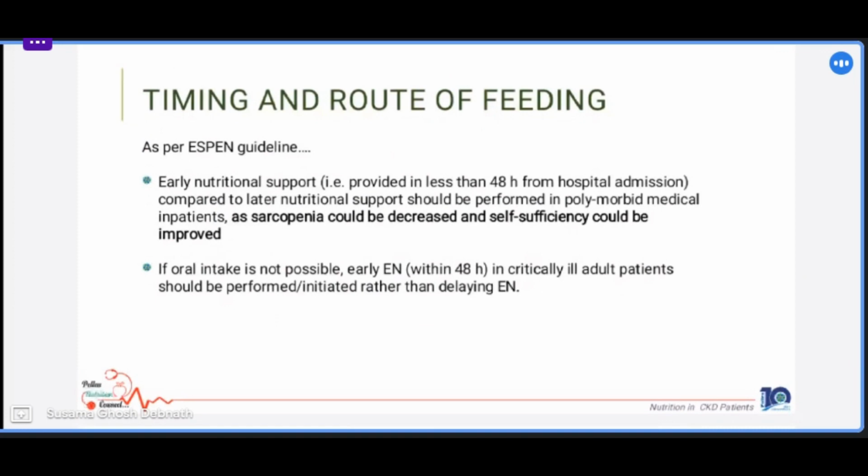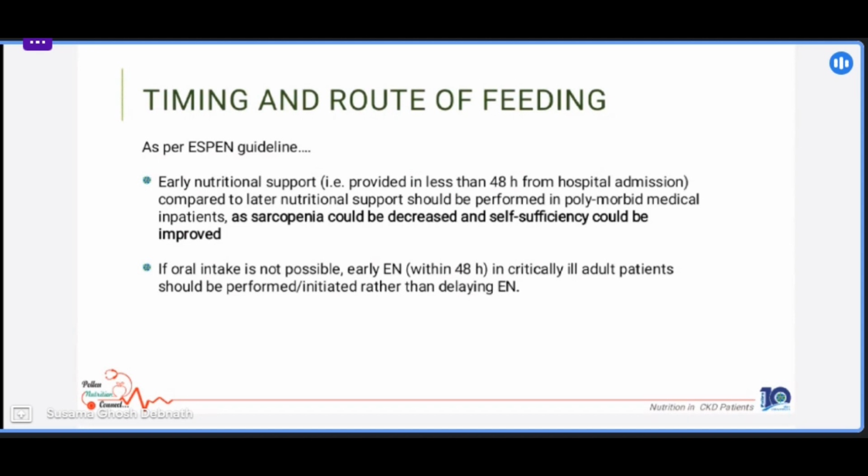Timing and route of feeding. As per ASPEN and ESPEN guidelines, early nutrition support, that is within 48 hours from hospital admission, and enteral nutrition over parenteral nutrition, is globally accepted, and we follow that protocol only. In patients, sarcopenia could be decreased and self-sufficiency could be improved.